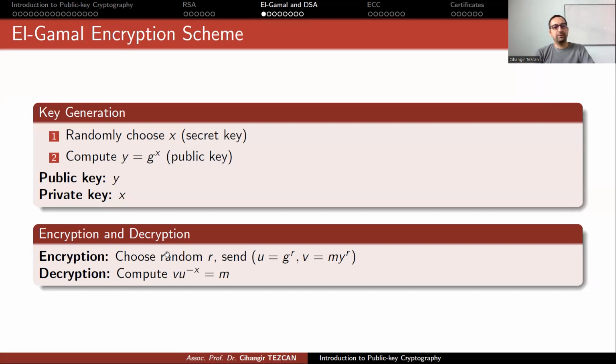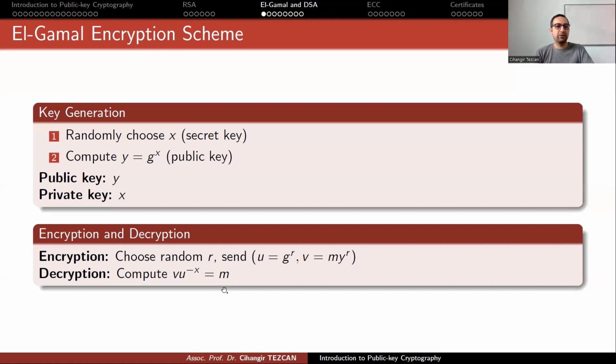And the person who wants to decrypt, since they know the private key X, calculates the inverse of U with respect to X. This means actually U to the power minus X, right? U, remember, is G to the R. So calculating the minus X power, you end up with G to the minus XR. And V is M times Y to the R, and Y is G to the X, so V is M times G to the XR. So you end up with M times G to the XR times G to the minus XR, so they cancel each other. This is why you end up with the original message M.